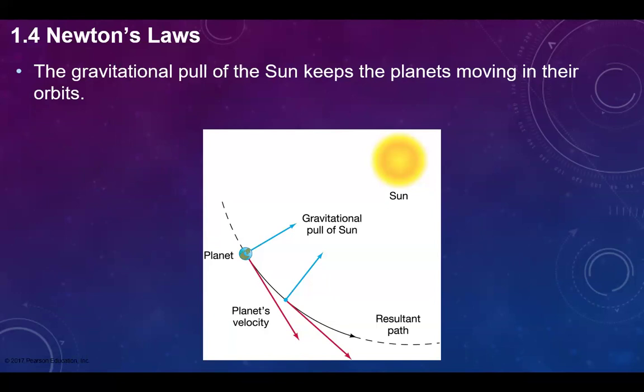So the gravitational pull of the sun keeps the planets moving in their orbits. So basically, to keep it in orbit, the trick is to move sideways fast enough that as you fall, you miss the ground. A planet orbiting the sun is constantly being pulled towards the sun, but it's moving sideways such that it just ends up constantly missing the sun and traveling around and around.